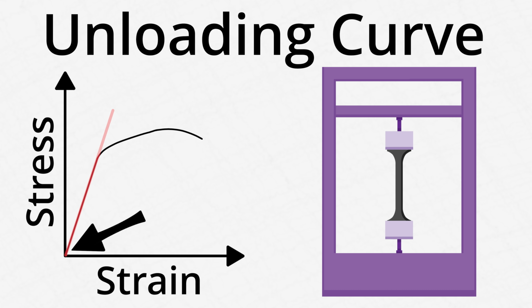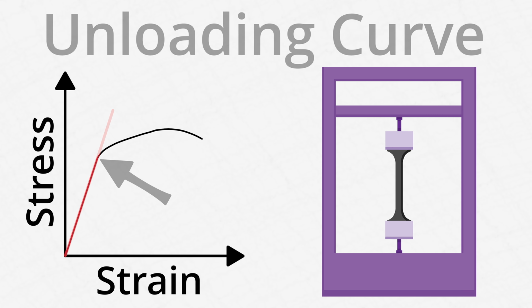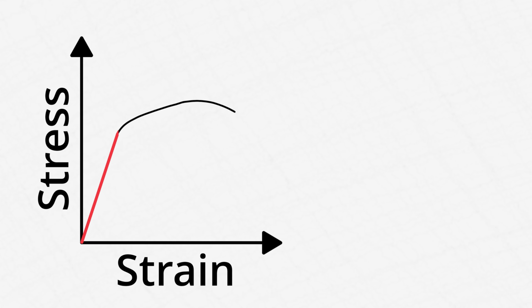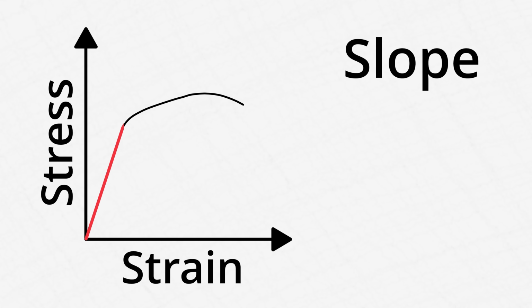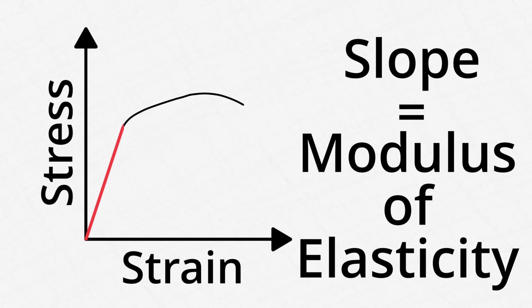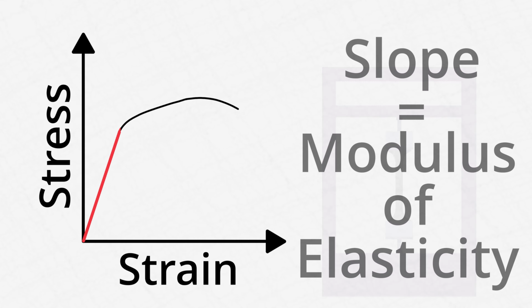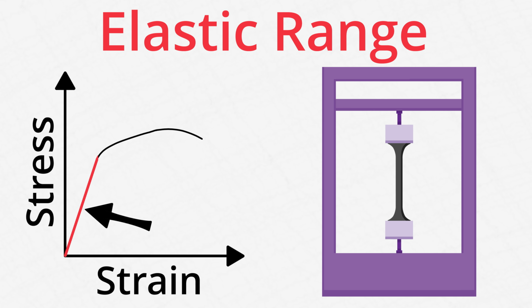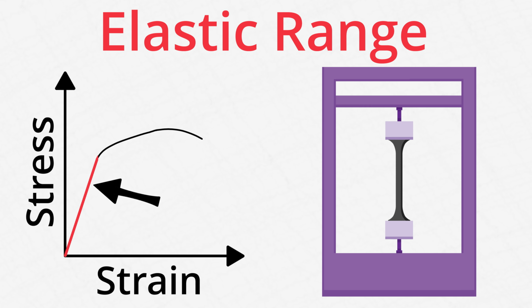This line follows the linear part of this diagram, which we call the elastic range. If you look closely, you'll notice that the slope of this linear section actually lines up with the material's modulus of elasticity. And because the unloading curve always follows this line, when a material is stretched only within the elastic range, it'll return to its original form.